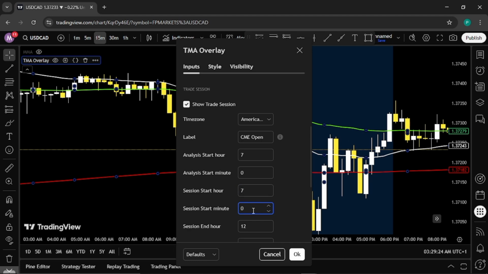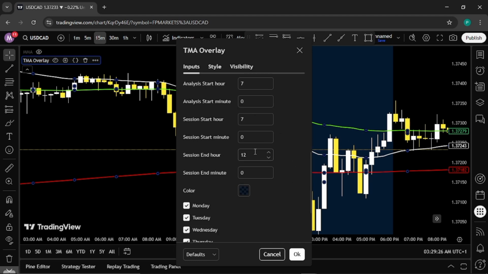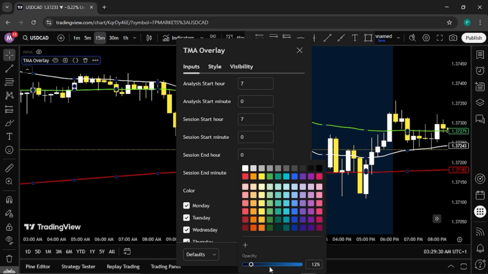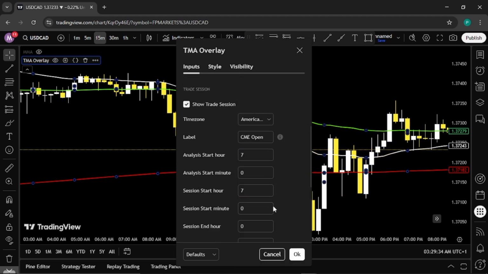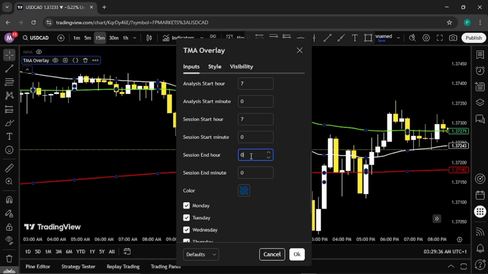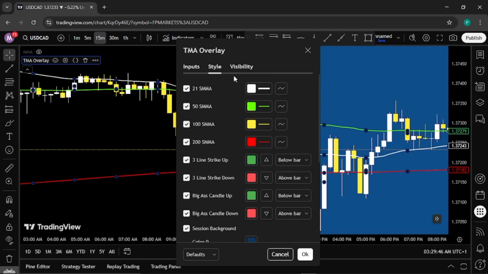Just watch the figures closely, and this is also 0. You could brighten it up a bit so you can easily notice the difference. So session end time, we're looking at, let's say 5. Okay, no, 5 o'clock is 17. So let's say 17. And the reason is because that covers both London and Tokyo.